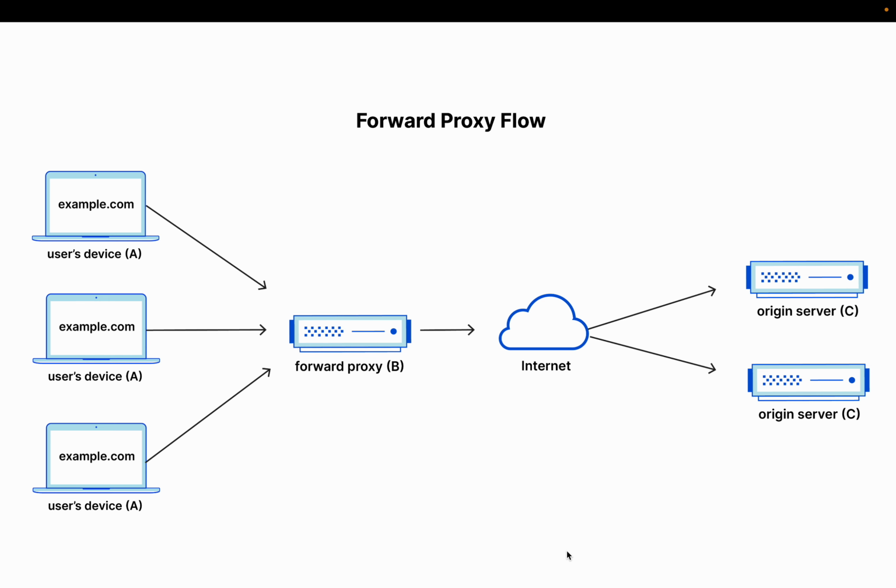In this video, I'll be talking about forward proxy and reverse proxy. On the internet, you must have used a VPN. A VPN is one kind of forward proxy wherein you are protected from the internet. To protect your identity from the internet, you use a VPN.